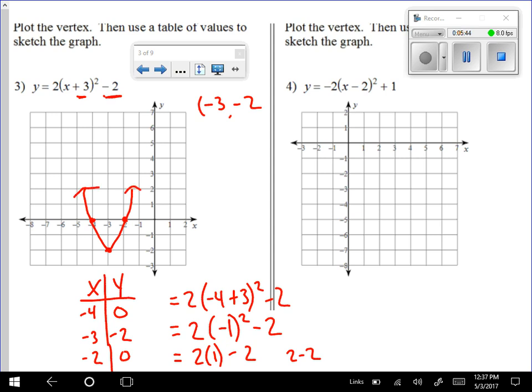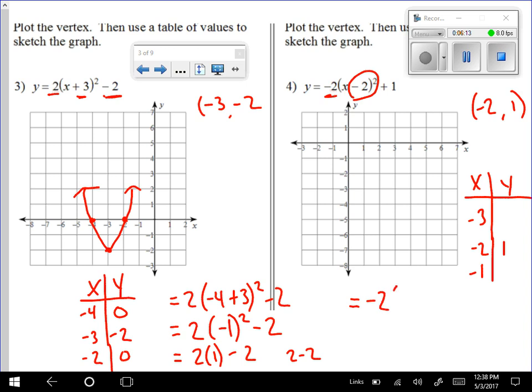There we go. Should be positive because 2 out here is positive. Now our first negative a is going to send this graph down, but that doesn't change anything with our vertex, where our vertex is. So at negative 2, that tells us negative 2, and then 1. So xy, negative 2 and 1. So I'm going to go negative 3 and negative 1. And then I'm going to plug in my information.